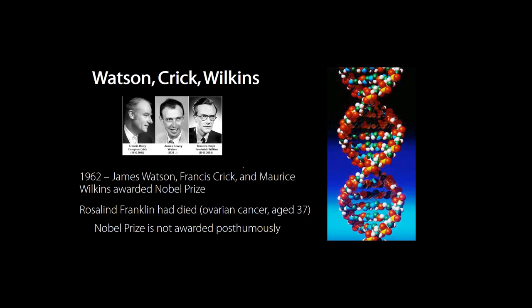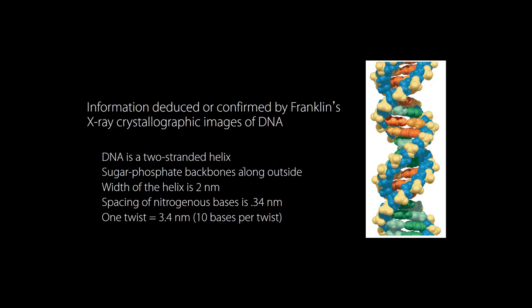Okay, so that information that was confirmed by Franklin's X-ray crystallography showed that DNA is in fact a two-stranded helix. The sugar phosphate backbone goes along the outside. The width of the helix, so from here to here, is 2 nanometers. The spacing of the bases in between, so each of these stacks, is 0.34 nanometers. So one overall twist of the DNA is 3.4.